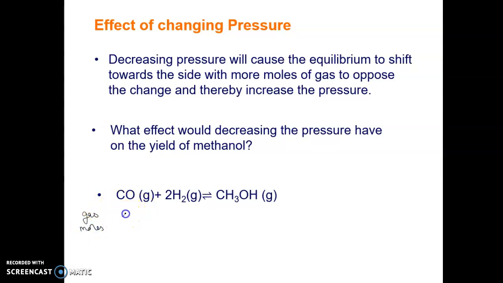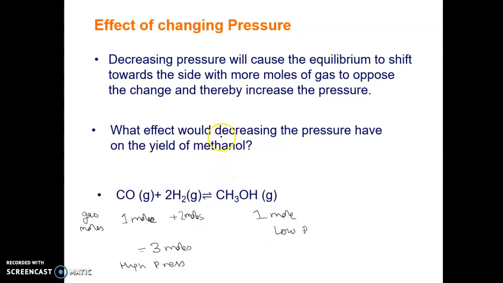You would have first figured out the number of gas moles on both sides. So on this side I've got 1 mole, 2 moles. On this side I've got 1 mole. So total number of moles here is 3. So this has got low pressure. This has got high pressure.